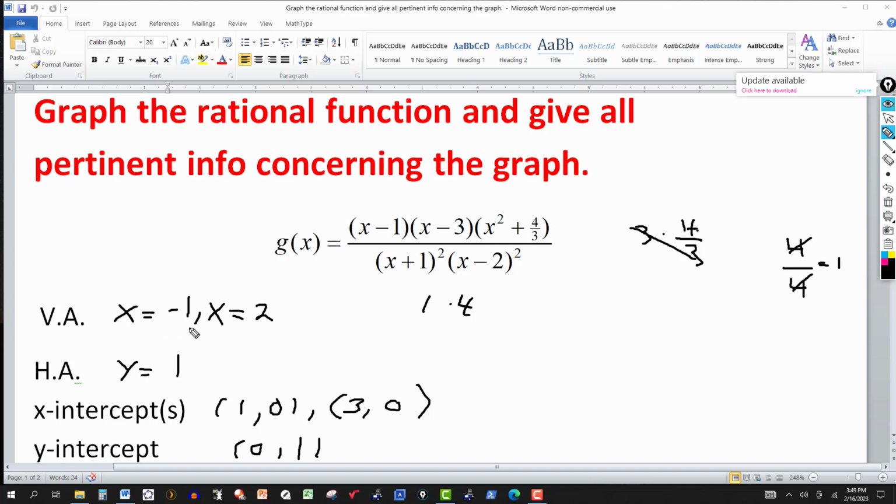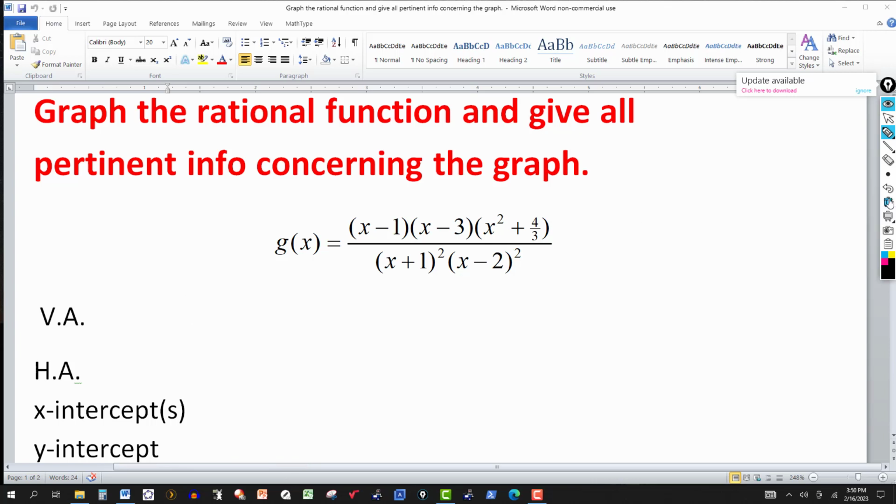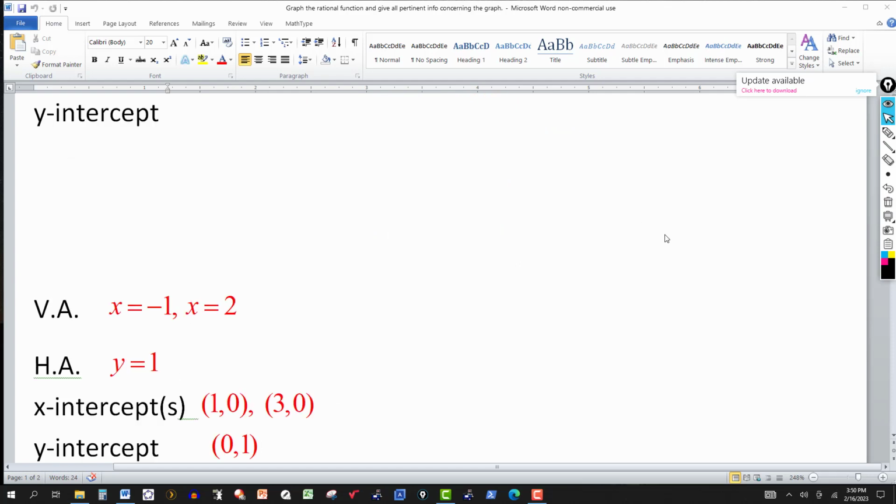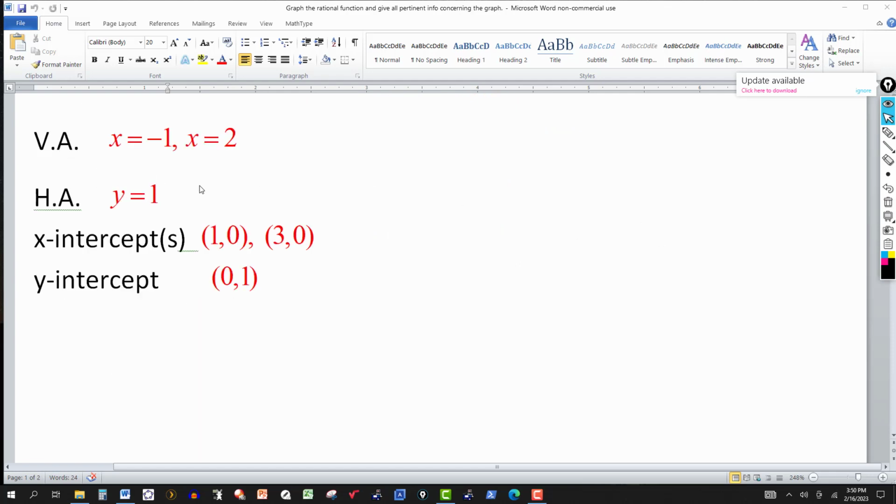So now I have the main information. The asymptotes x equals -1 and x equals 2 are the vertical, y equals 1 is the horizontal. The x-intercepts are (1, 0) and (3, 0), and the y-intercept is (0, 1). I'll delete these here, and there you have it again, just to make it clear: x equals -1 and x equals 2 are the vertical asymptotes, y equals 1 the horizontal, (1, 0) and (3, 0) the x-intercepts, and (0, 1) is the y-intercept.